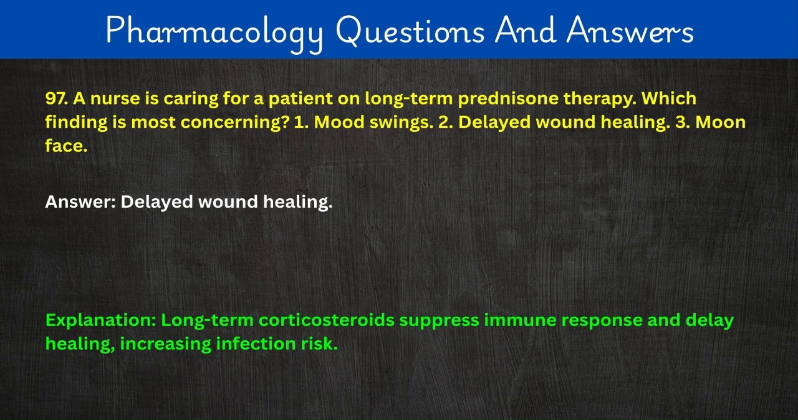97. A nurse is caring for a patient on long-term prednisone therapy. Which finding is most concerning? 1. Mood swings. 2. Delayed wound healing. 3. Moon face. Answer: delayed wound healing. Explanation: long-term corticosteroids suppress immune response and delay healing, increasing infection risk.